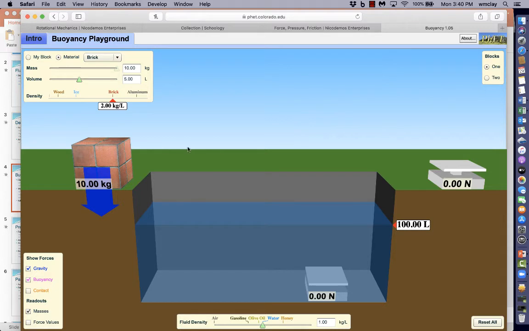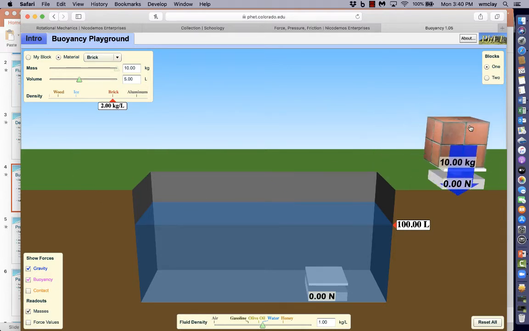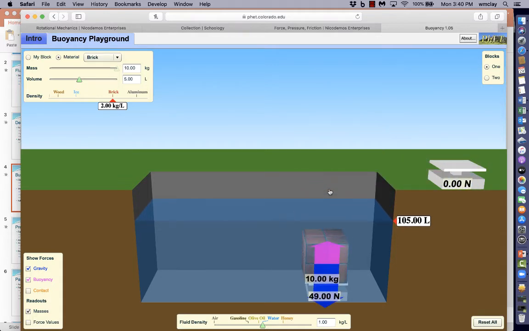So for example, let's say I've got a 10 kilogram brick here. I can put it on a scale and it has a weight of almost 100 newtons here. And that's always going to be its weight. However, interestingly enough, when I put it inside a fluid here, suddenly this scale says it's about 50 newtons. So that means there must be about 50 newtons of buoyant force acting on it. And you can see a lot of that has to do with the fact that it has displaced 5 liters of water. And that would give a buoyant force by the water of about 50 newtons.